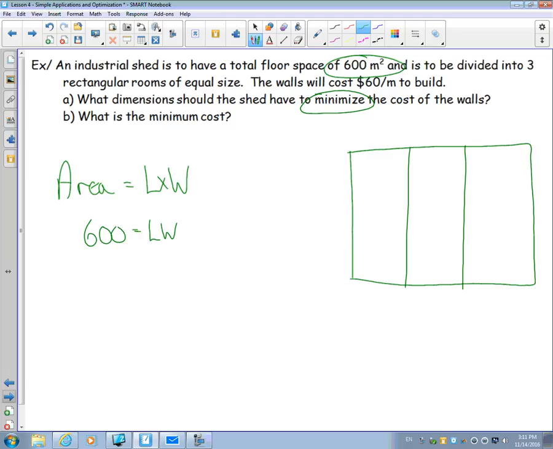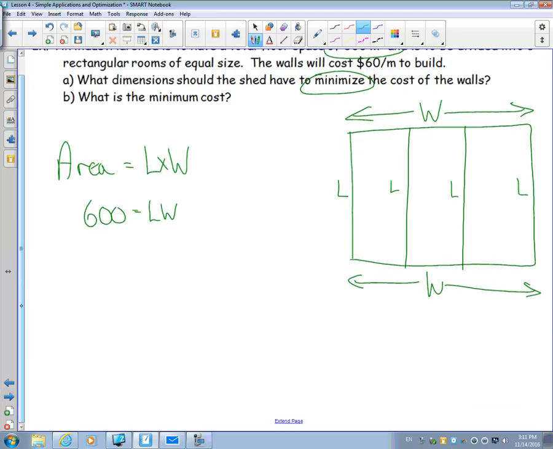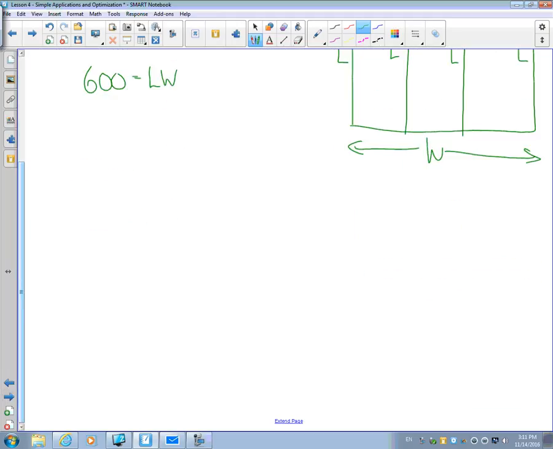So what can I do? What can I figure out? Well, let's label this diagram first of all. Call this my width from here all the way across. And I can call this my length. So there's 4 of them, right? They didn't tell me how much walls I have, but I want to minimize the cost of the walls. So let's build ourselves an equation for the cost of the walls.